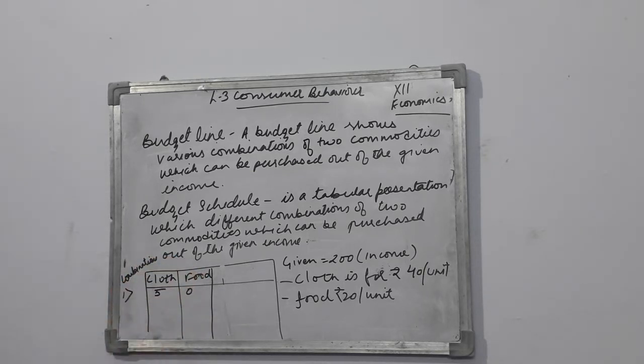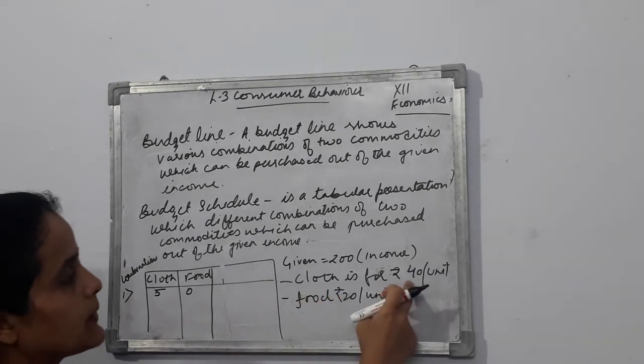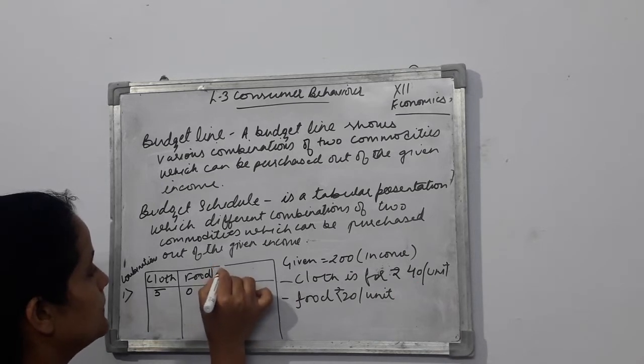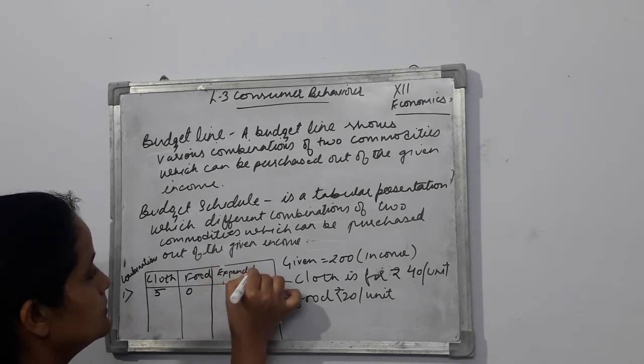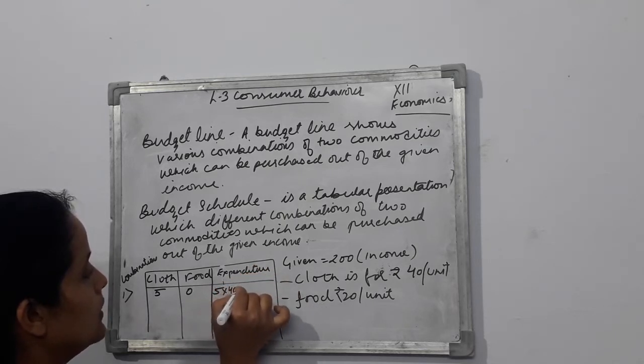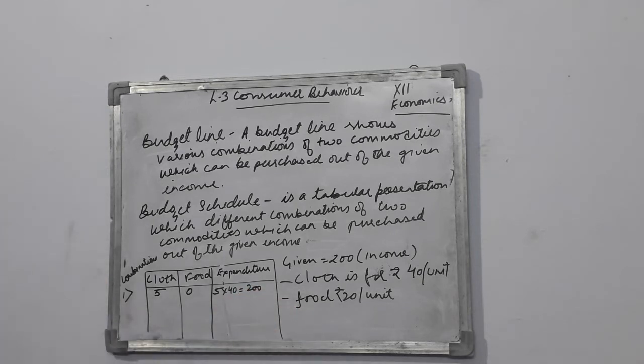Second combination that you have is now up 5, you are purchasing 5 of cloth. तो cloth का price क्या है? 40 per unit है. तो ये एक्सपेंडिचर है आपका. So 5 cloth into 40 rupee per, this gives you 5 4 20, 200 rupees, right? You are spending entire income out here.